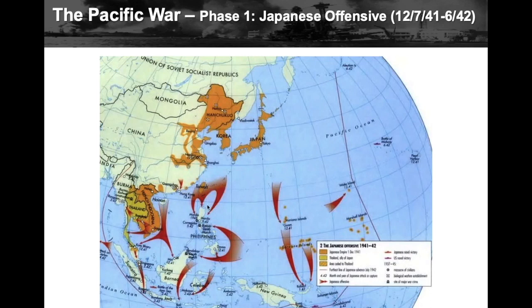But they decided to move in, and they move into the Philippines. Now, the Philippines was owned by the United States, and the Philippines, MacArthur was actually over there, and he ended up having to evacuate, and he vowed that he would return. But they move all along here. They take all these islands.